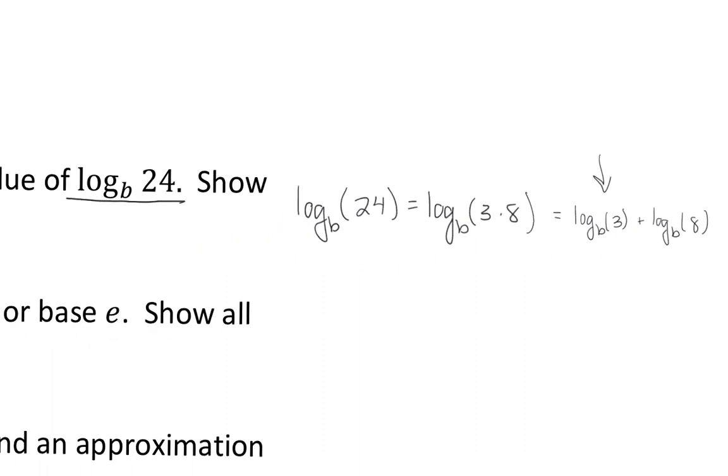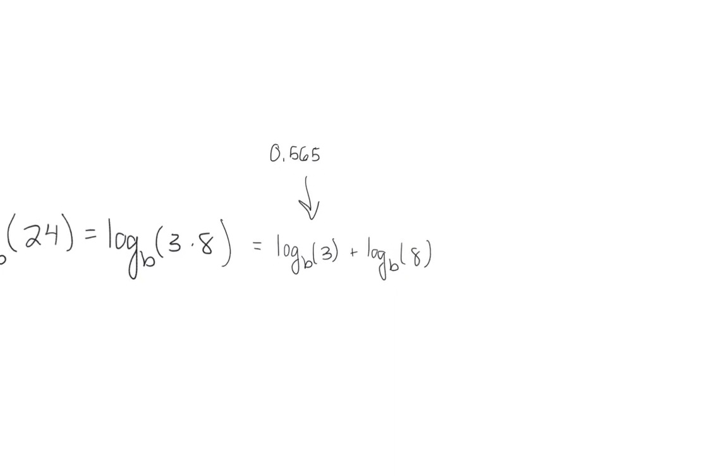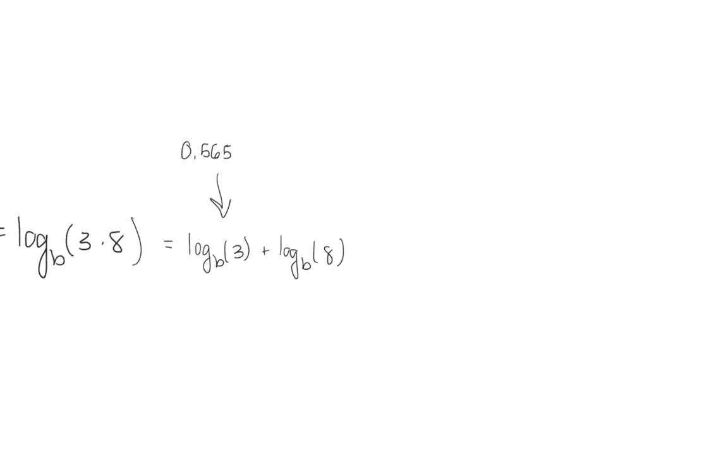We were given this, right? We know that that is 0.565. Now, what we want to do here at 8 is notice that this is going to be the same thing as 0.565 plus log base b of 2 times 2 times 2, or 2 cubed, right? Now from here, we can take the power out. So it was 0.565 plus 3 log base b of 2.